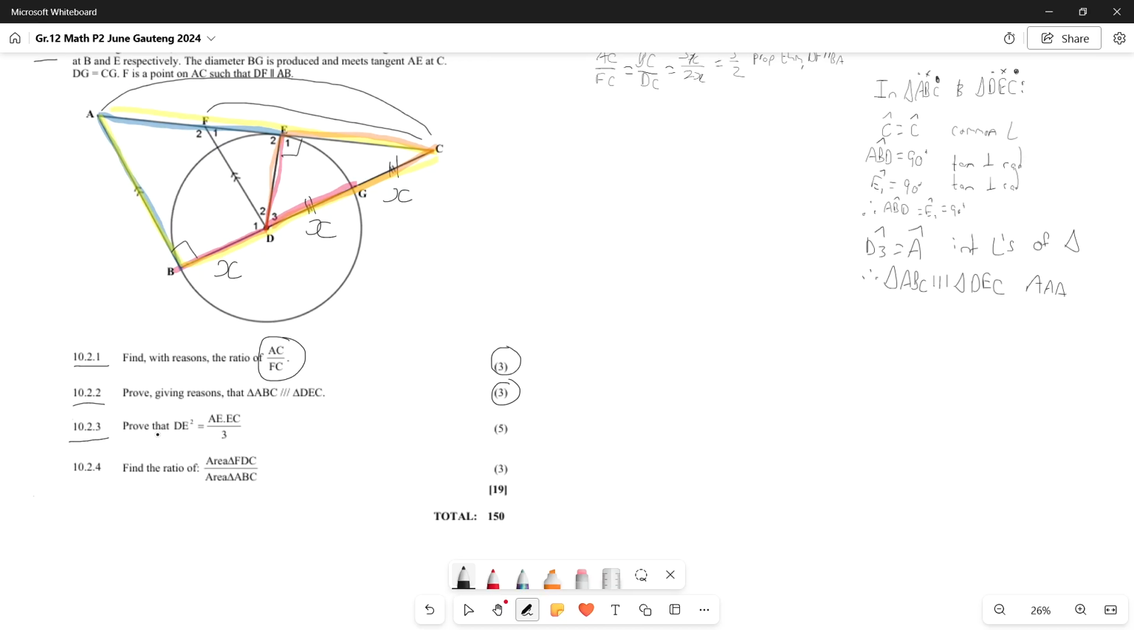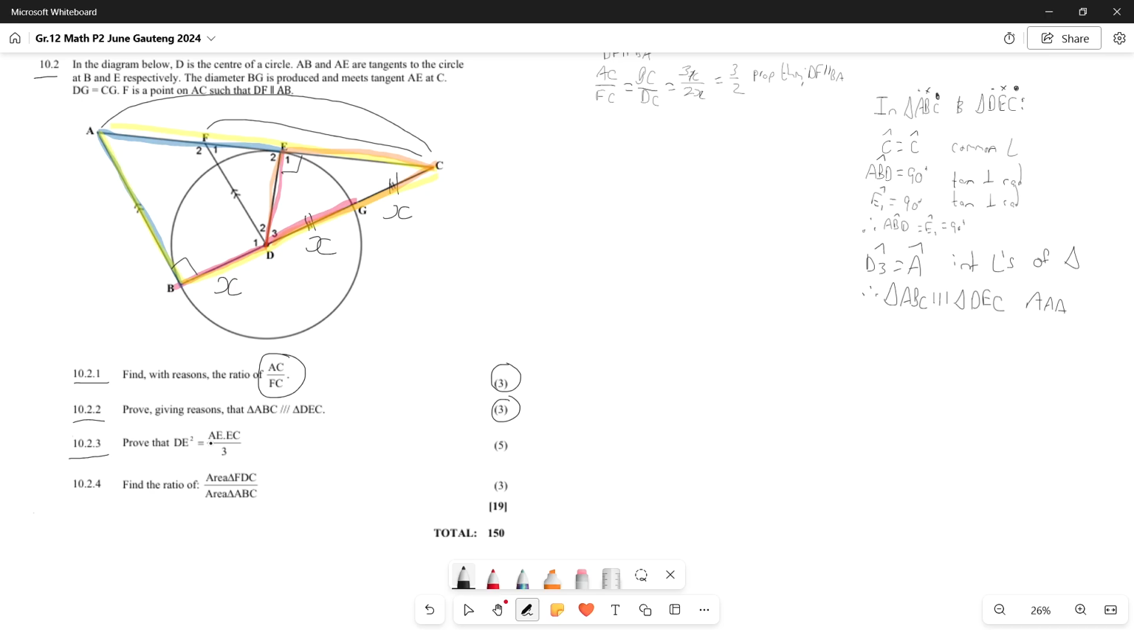And then 10.2.3 says prove that DE squared equals AE times EC over 3. Okay, and this is a 5-mark question, and it is following from a proving similarity question. So usually once we've proven similarity, it's best to rewrite that so we can see our corresponding sides in proportion and start to rearrange things so that we can slot them into here. Which means that we've proven that triangle ABC is similar to triangle DEC, which means we can start to look at the sides that are in proportion.